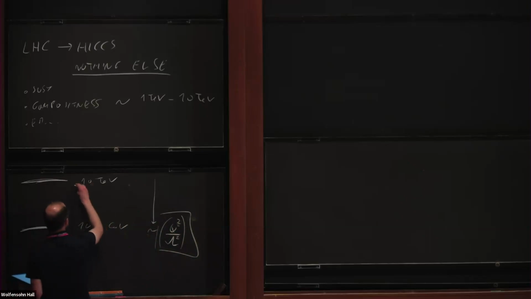Now, if we have 1 to 10 TeV and we do experiments at 100 GeV, this tells you that it is possible to see these things, but in order to see them, you need to control what goes on here at least at the few percent level.